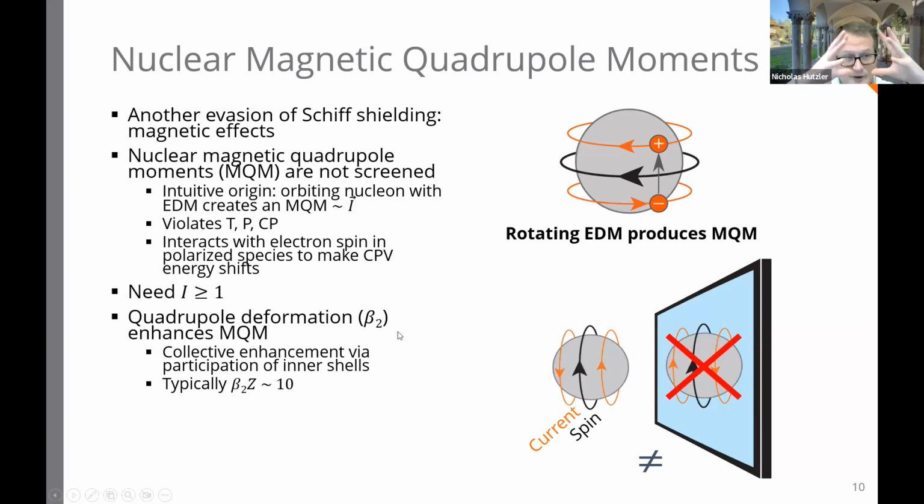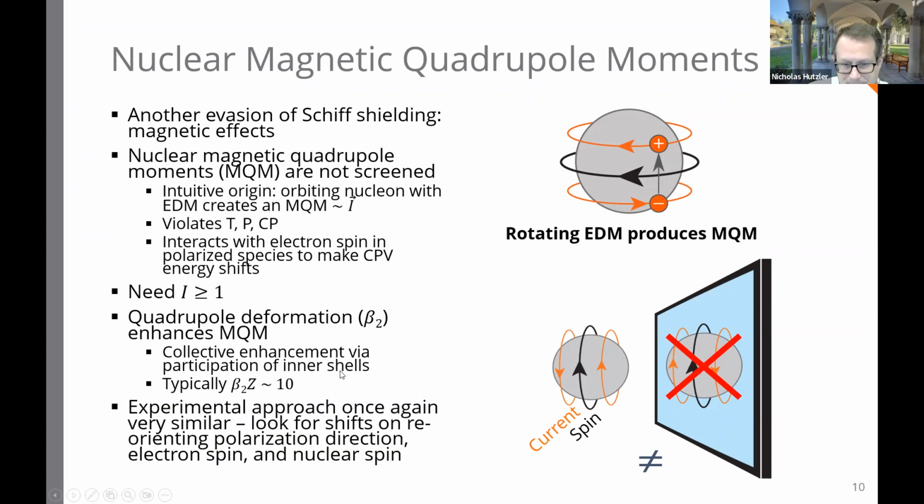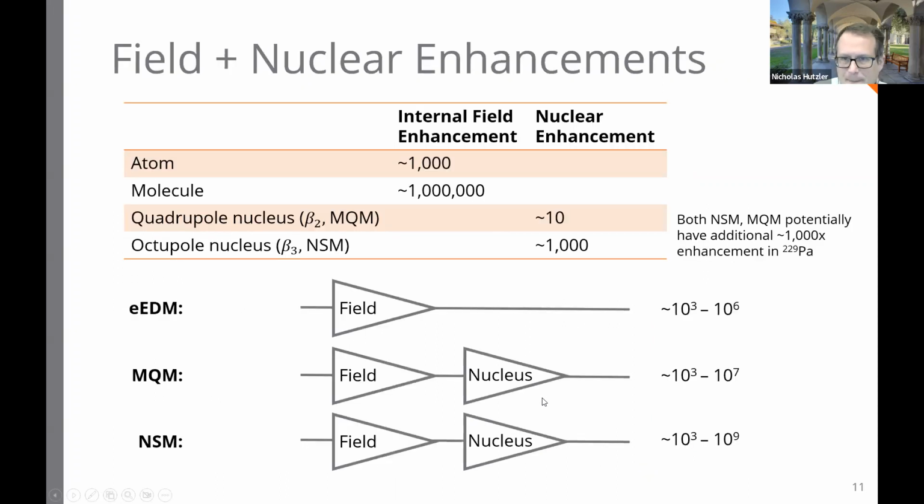And that's because if you have a nucleus which is stretched out with a quadrupole deformation, you don't rely on these single nucleon contributions. You actually get collective contributions from inner shells in the nucleus. So you get roughly an order of magnitude improvement in a quadrupole deformed nucleus. And the experimental approach is again very similar. You're basically looking for energy shifts as you reorient these different spins, like the nuclear spin and the electron spin, relative to each other and relative to some external field, to look for symmetry violating energy shifts.